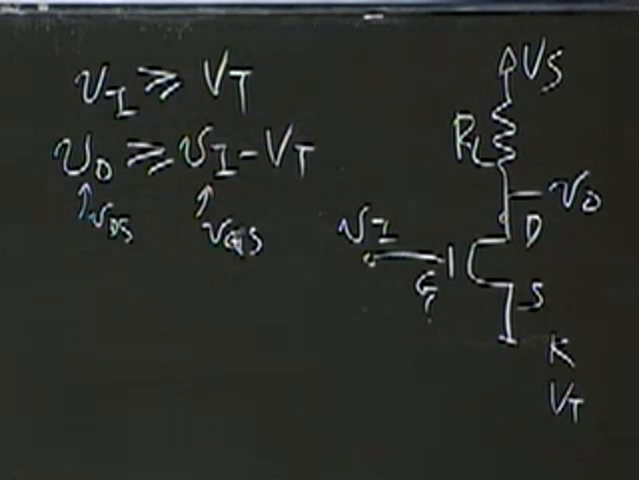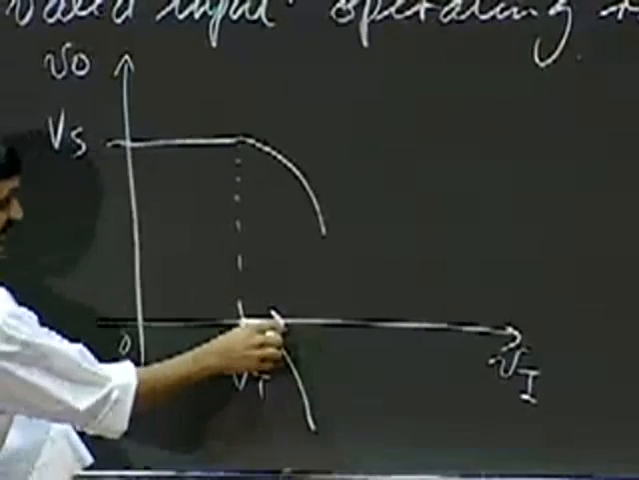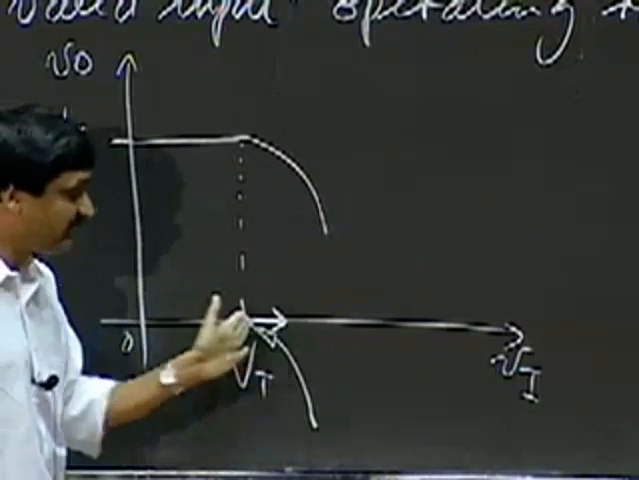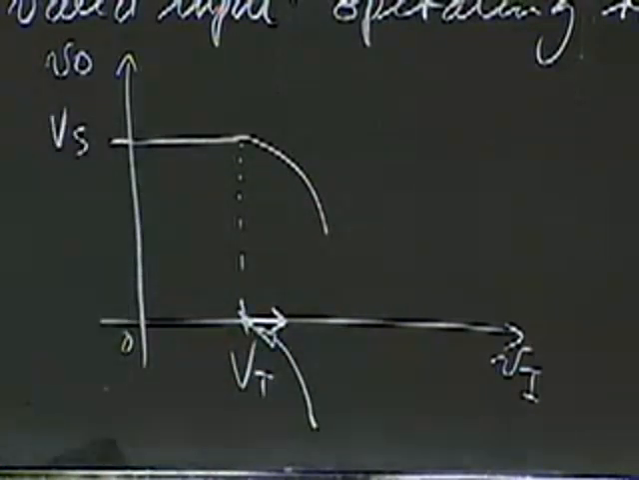So VI must be greater than VT for the MOSFET to turn on, and therefore the operating range starts at this point. The valid operating range starts at this point and extends somewhere up here. Okay, so the first part is pretty easy.